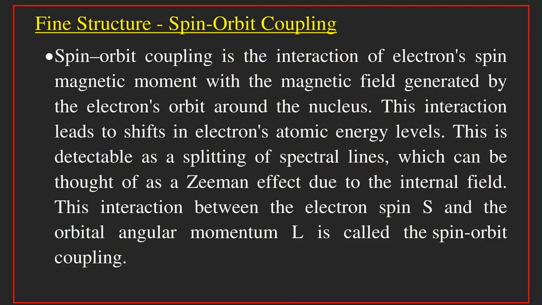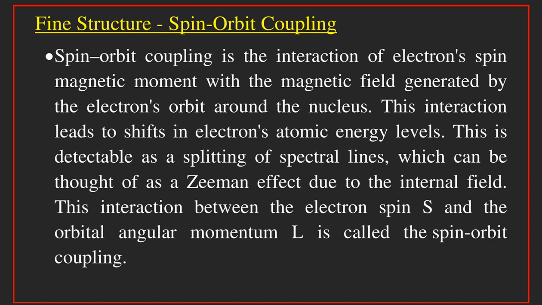In the last class, we have discussed the fine structure coming from the correction due to relativistic expression of kinetic energy. Here we will discuss the second reason for the fine structure correction, which is called the spin-orbit coupling.